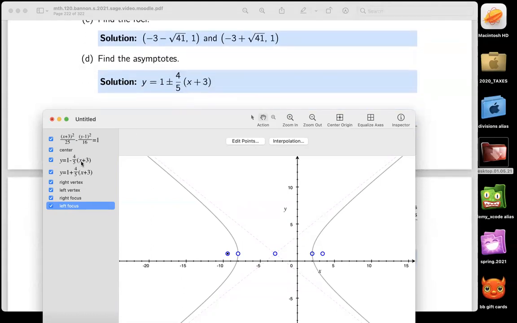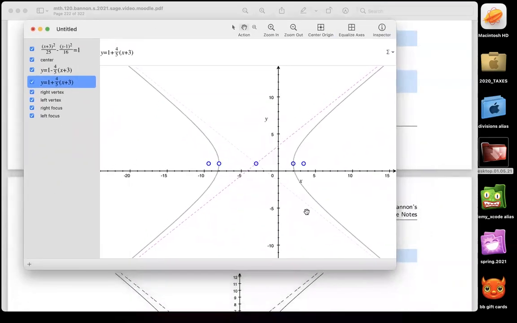I also got the asymptotes, where the asymptote is going to be y equals 1 plus 4/5 (x + 3). That's a positive slope, as this asymptote over here. And the other is going to be 1 minus. And those are supposed to plot it down. Now, what's nice about this? I'm getting a better picture. I have good control over the picture too, including I could drag this thing around.